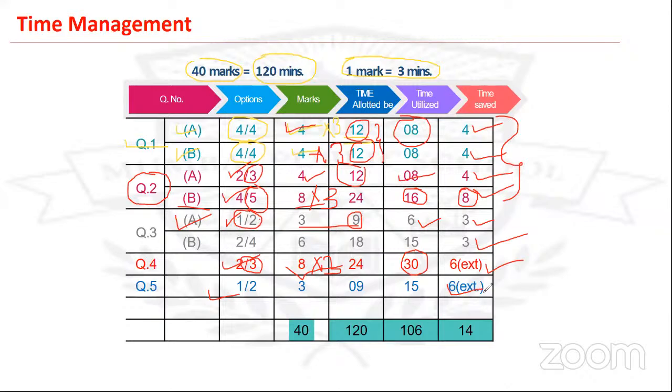Now, if you go with the overall calculation, the time utilized is how much? 106 minutes. Still, you have got 14 minutes with you at the end. So here, you can go through the answers, the solutions, whatever you have done, and you can recheck your paper. Whatever minor mistakes are there, you can clarify that. And you can submit your paper.